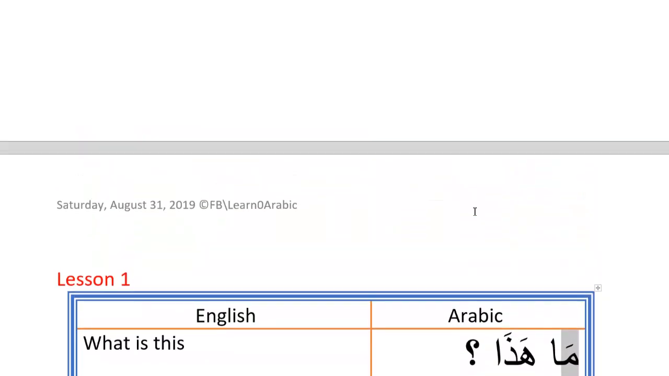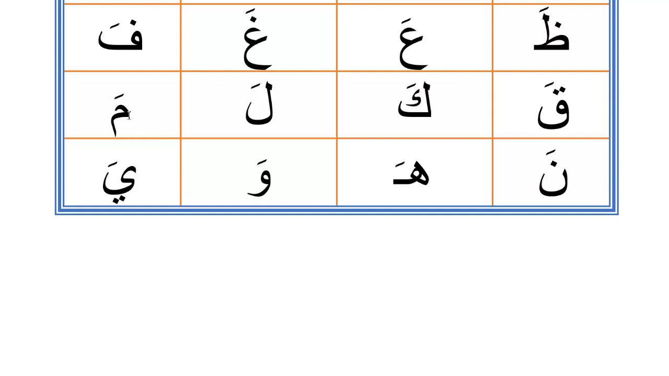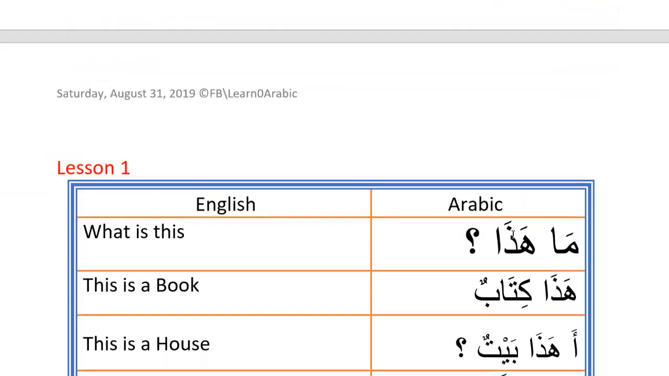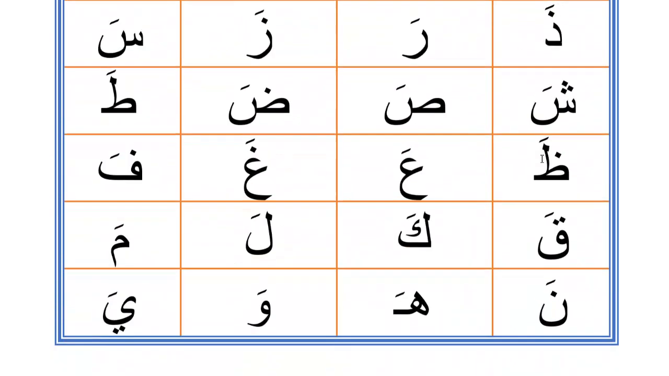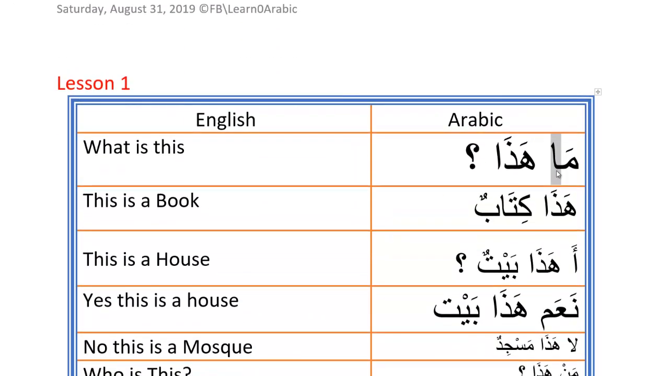Ma, remember, meem with Fatha. How to read? Try. Yes, exactly, ma. Okay, so let's go back again to the word ma. What is the next letter? What is this one? Go back. Alif, but without Hamza. Okay, so ma.